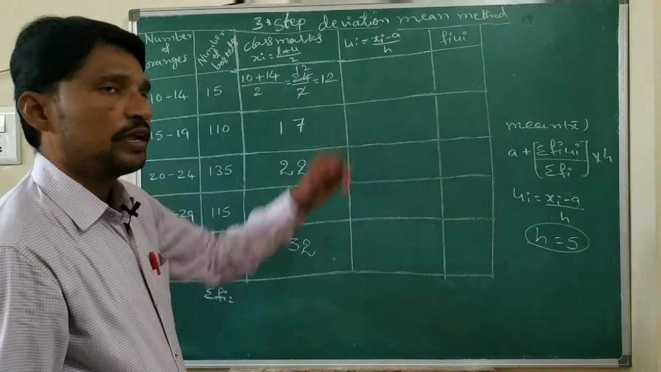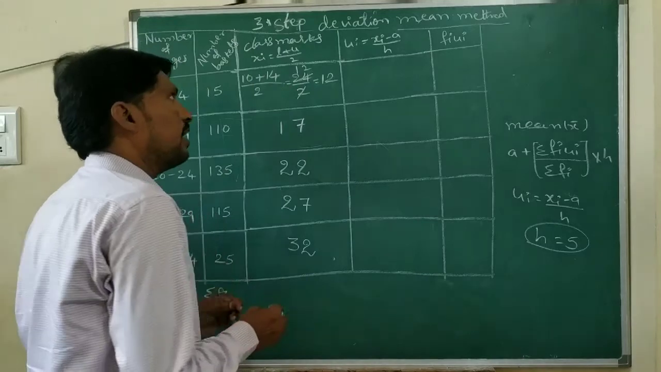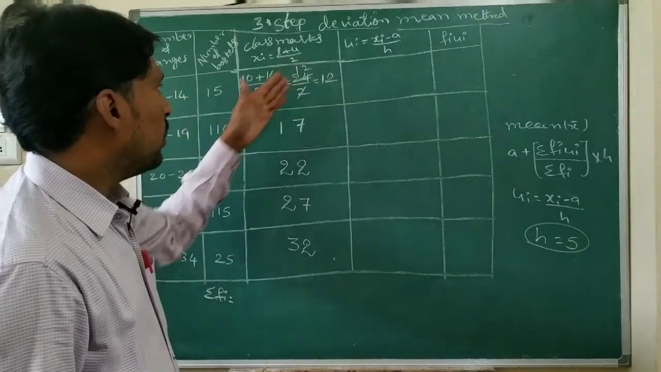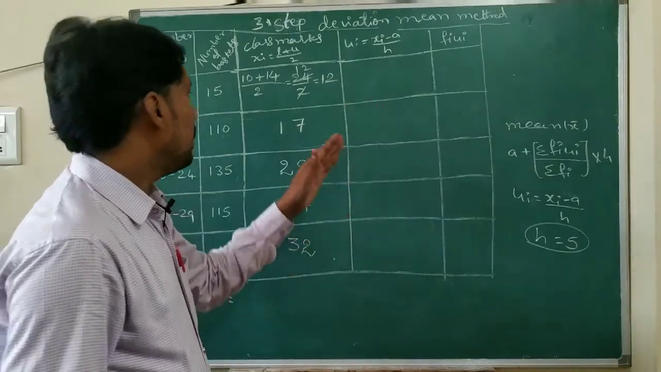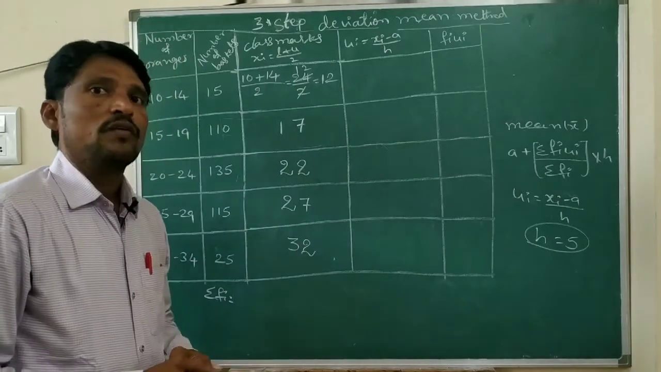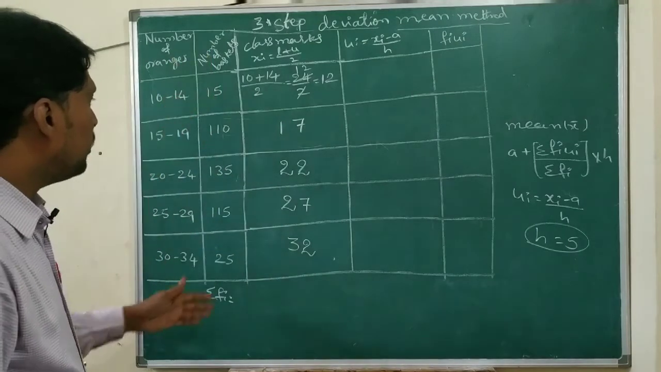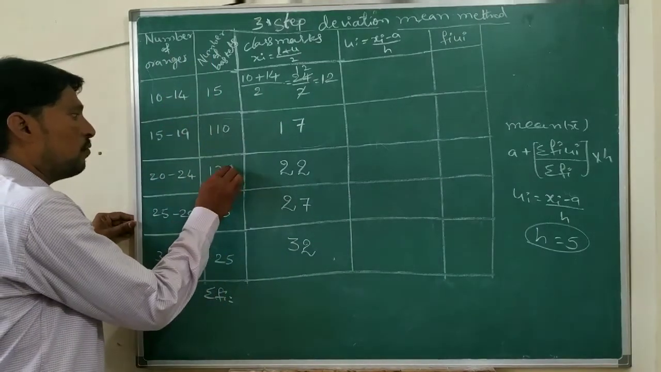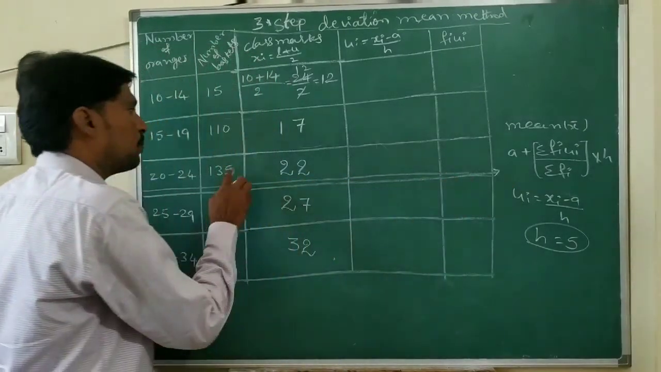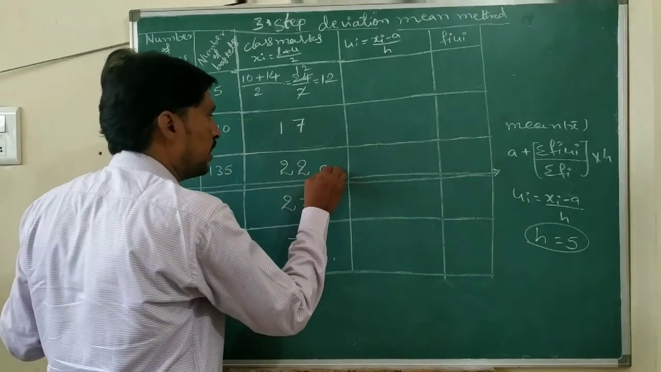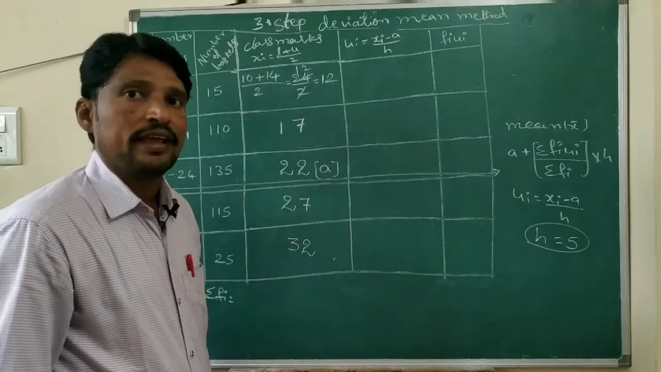Now we can find ui. ui equals xi minus a by h. Here xi means the class marks only: 12, 17, 22, 27 and 32 are the x's. For a, we need to assume one value from the class marks. How do we assume it? Here, which is the highest frequency? 135 is the highest frequency. You can underline that. The class mark beside the highest frequency, I am taking as a.